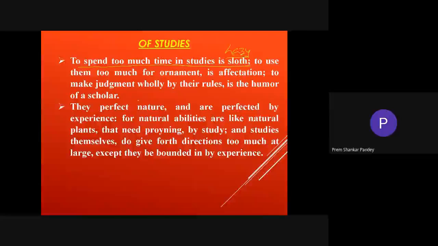To use them too much for ornament. If the study is used for expressing the personality, this is affectation. If there are some people who lavishly keep talking, talking without any point, they show off. It's a kind of show off that I am learned, I am very much studious. So actually it is affectation.